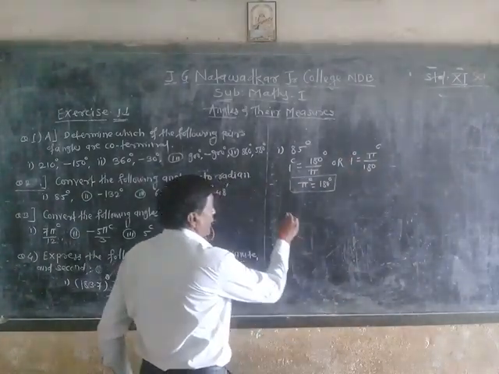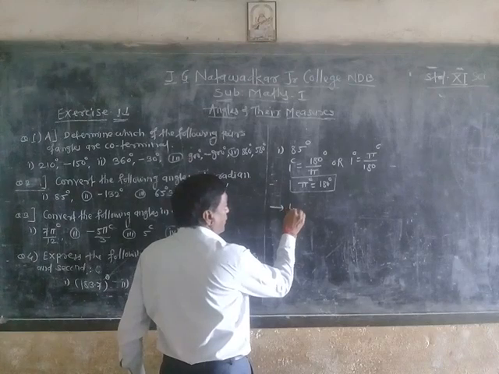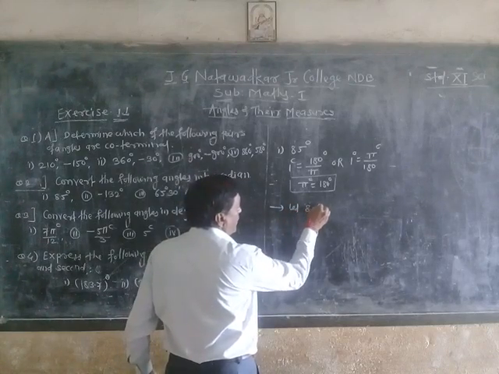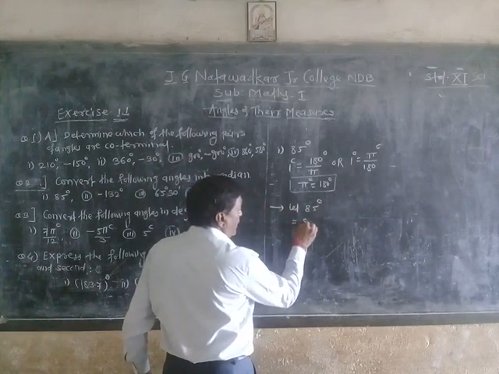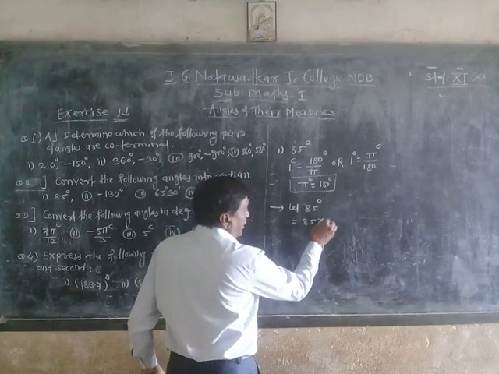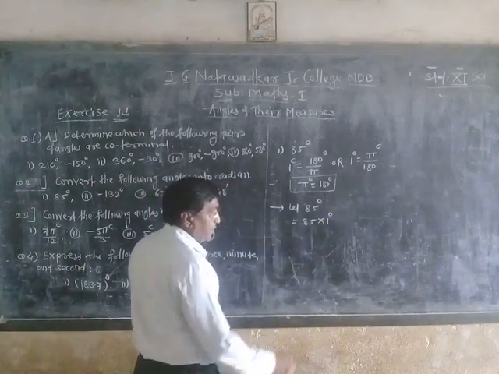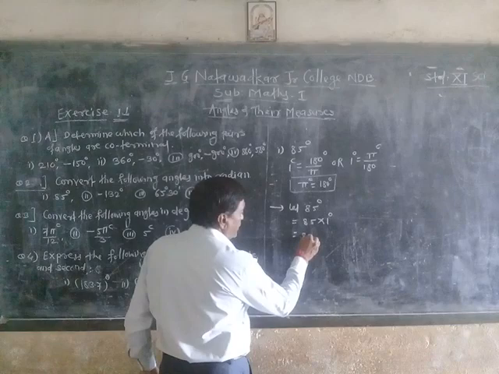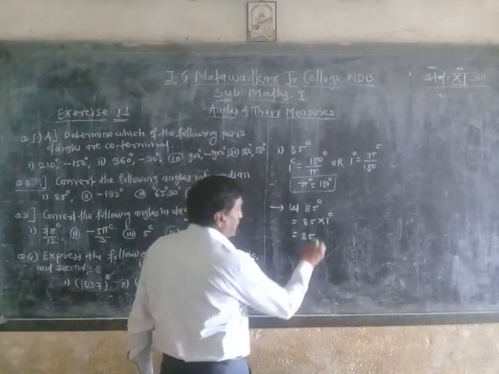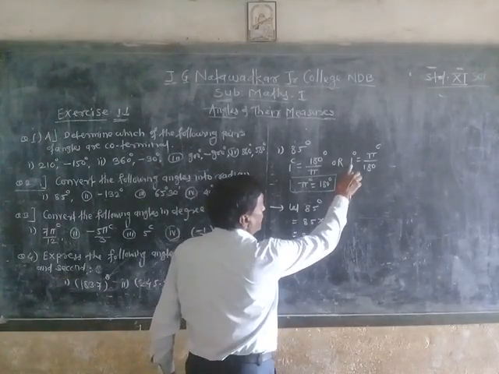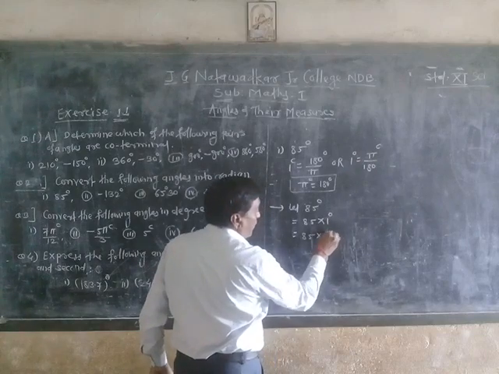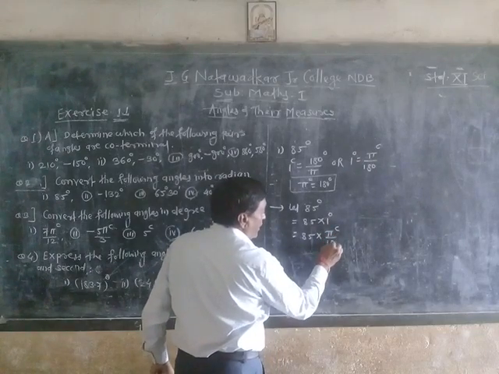Okay, so I will write the answer here. I will consider the 85 degree. Now this 85 degree can be written as 85 into 1 degree. Okay, now equal to 85, the numerical number, multiplied by the value of 1 degree. 1 degree is equal to pi radians upon 180.